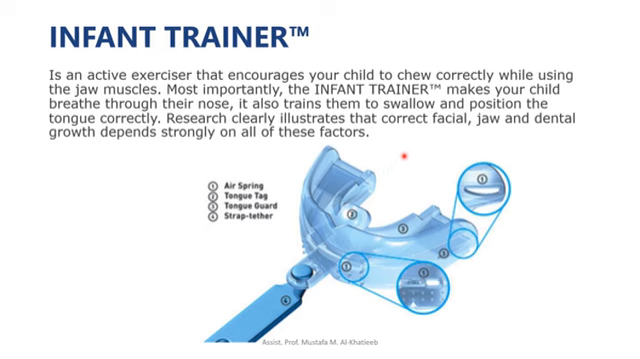The infant trainer also has an air spring here, a tongue tag, a tongue guard, and a strap tether. Here is the strap tether. It is an active exercise that encourages your child to chew correctly while using the jaw muscles. Most important, the infant trainer makes your child breathe through their nose and also trains them to swallow and position the tongue correctly. Research clearly illustrates that correct facial and jaw dental growth depends on this.